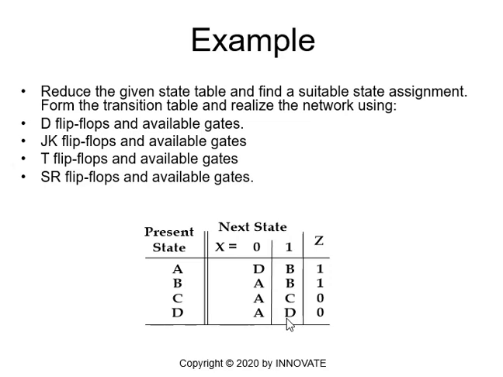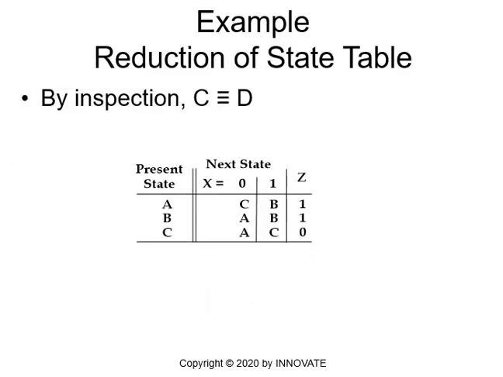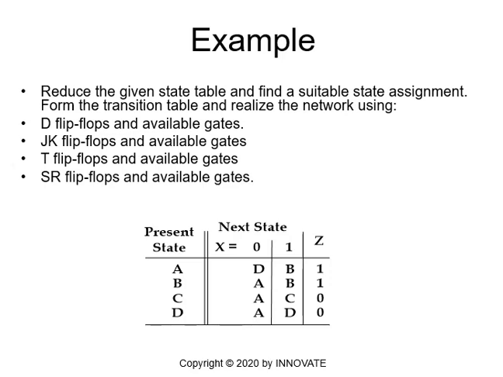So there's a possibility that A and B are equivalent because they have the same output, 1 and 1. And there is a possibility also that C and D are equivalent because they have the same output Z, 0 and 0. Now, clearly, what we see here is that states C and D have the same function, or they resemble each other, and they are equivalent.